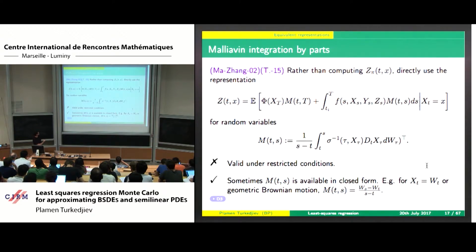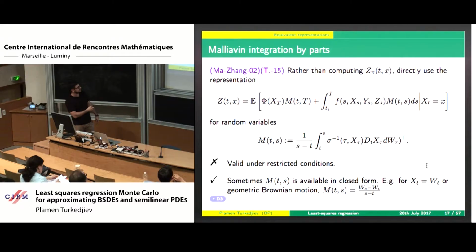to get an expression for z in terms of a conditional expectation of the terminal condition and the driver, but multiplied by some Malyavin weights. And the Malyavin weights are now expressed as stochastic integrals involving the Malyavin derivative of x. Okay? So the downside is, basically what we've done is shift the regularity conditions away from the function phi and the function f, but we've put them onto the sigma and the b that we use to define our forward stochastic differential equation.